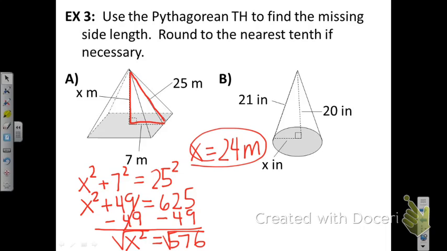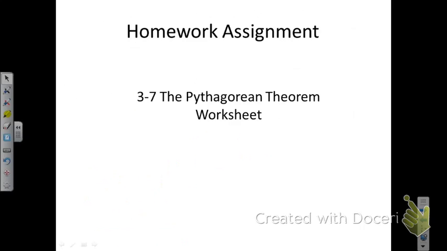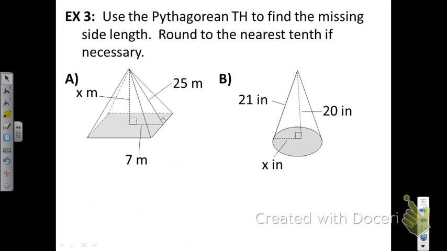Okay, if it doesn't turn out perfect, there's directions. What did the directions tell you to do? Round. I don't know what just happened there, but it's gone. So, what was the end number? The end number was 24 meters.